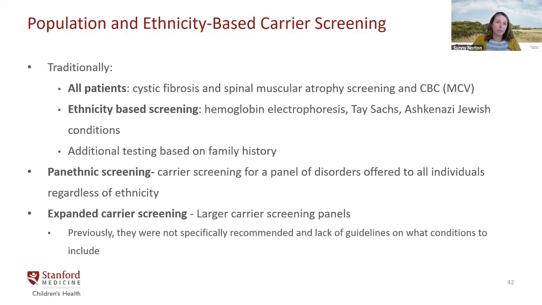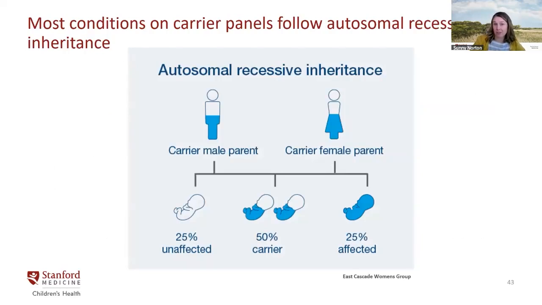And then it switched a little bit to pan-ethnic screening, so offering a carrier screening panel of disorders to all individuals regardless of ethnicity. And then what we called expanded carrier screening, which was a larger panel of disorders, which previously was not routinely recommended, but has had some change. We've seen some changes in that. So a review of some of the disorders that we're kind of screening for, the inheritance patterns.